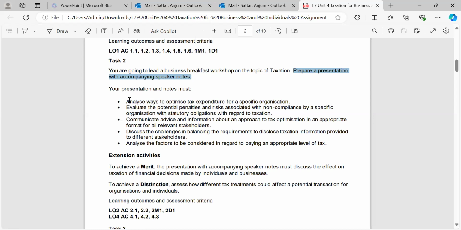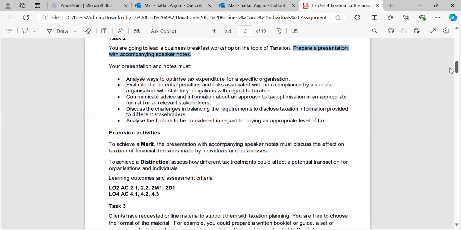Okay, so we can analyse the way they optimize the tax expenditures for the specific organization, and evaluate the potential penalties and the risks associated with non-compliance, which we discussed, the penalties for the VAT return and various others for lateness. How much the penalty can be, £100 or more than £100, or it can be by the days, so we can revisit these in our lesson 2.